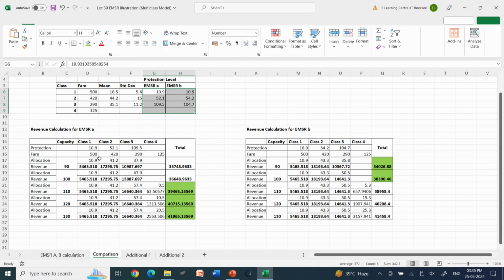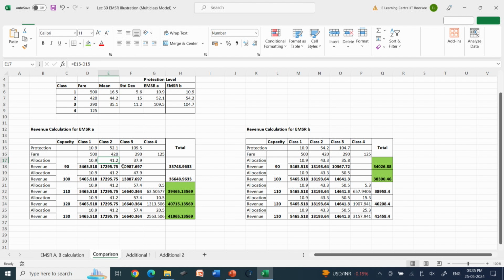Now, using this information of the protection levels, let us consider one situation where we have capacity available for only 90 seats. If 90 seats are available to me, then obviously I have a protection level of 10.9 for my class 1. I have a protection level of 52.1. Out of 52.1, 10.9 seats are protected for class 1, so only the remaining seats are protected for class 2.